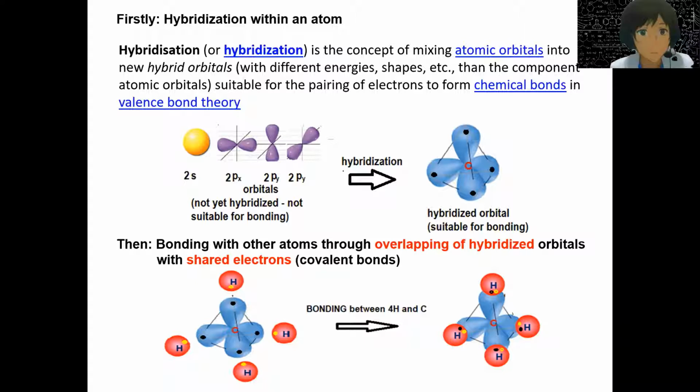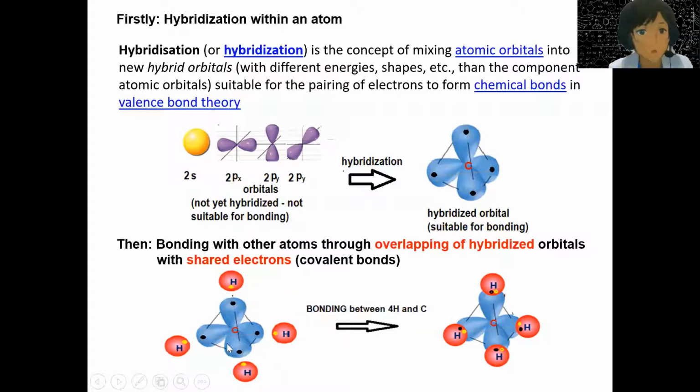So basically, we learn that the orbitals in the unhybridized atoms will be 2s, round, and for the 2p, it will be dumbbell shape. However, when they hybridize, they will form new shapes or new orbitals. And these new orbitals will then bond with other atoms through overlapping of hybridized orbitals with the shared electrons. And these are called covalent bonds.